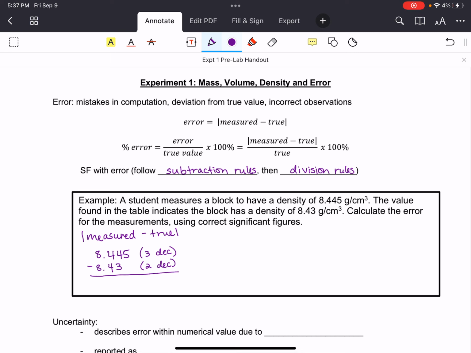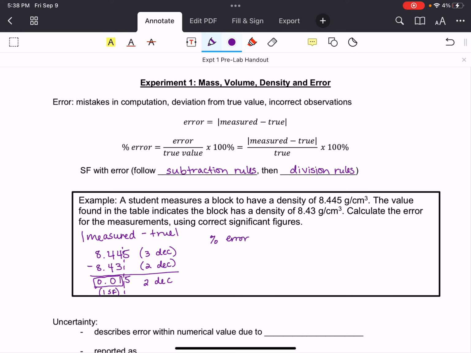So when we use the significant figure rules, when we do subtraction, we go by the fewest decimal places. In this case, we should report 2. So we do our subtraction, and we get a value of 0.015. If we only report this value with 2 decimal places, we'll see that this number only has 1 significant figure. So now we're going to do our second step, which is finding the percent error.